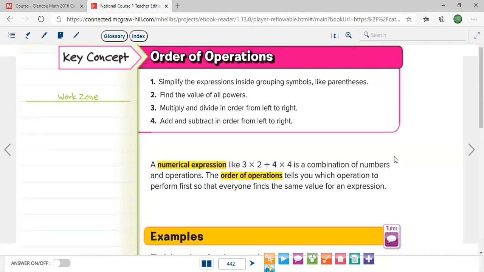Now we need to know the order of operations. Operations means plus, minus, multiply, and divide. These are the 4 operations we are dealing with since you started learning mathematics. How can we order these operations if they come together in the same problem? Step number 1, simplify the expression inside grouping symbols, which means inside brackets or parentheses like those. So we begin with what is inside the parentheses.